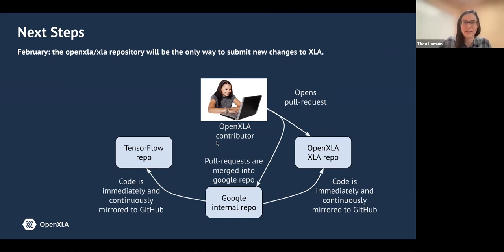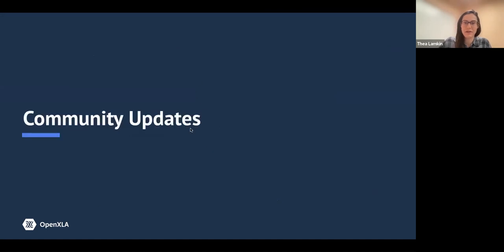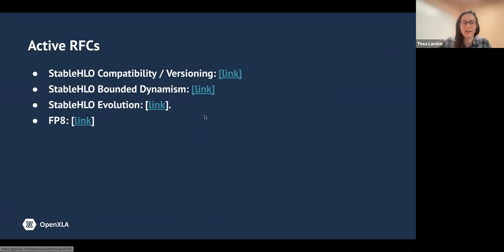All right, just a couple of outgoing community updates. We're going to start looking at listing out the active RFCs that are going on in the community each month, just to make sure that no one's missed the opportunity to give feedback. Right now we have 3 different StableHLO RFCs aside from the FP8 one that Reid presented today: compatibility and versioning, bounded dynamism, and evolution, which is essentially just how we plan on evolving StableHLO and some initial thoughts about what the RFC process would look like.